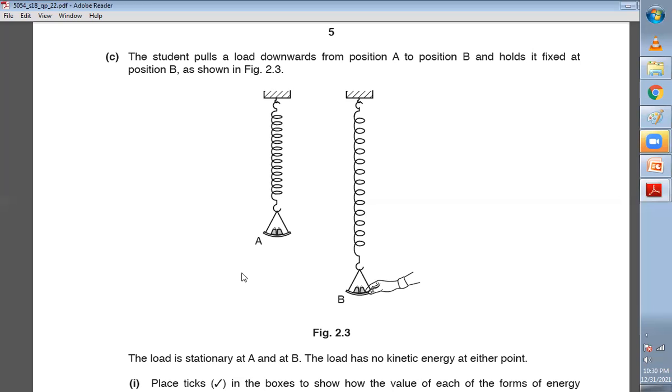So the chemical potential energy of the boy and the gravitational potential energy of the load have decreased, but the elastic potential energy of the spring has increased. So the energy has converted from one form to another. The total energy of this system will remain constant. It will convert from one form to another, but the total energy will remain constant.